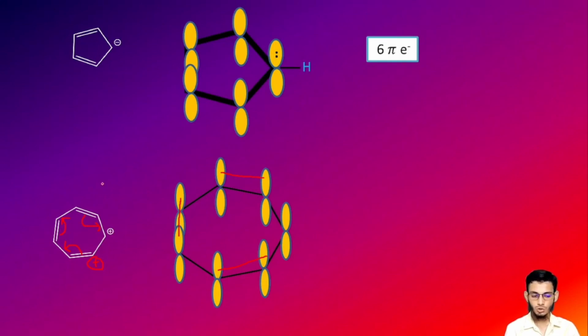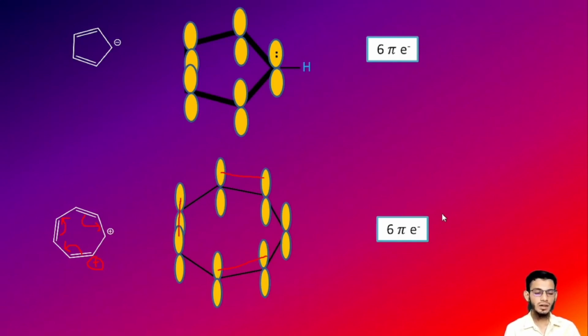It has conjugation, it is cyclic, it is planar, and how many pi electrons? 2, 2 and 2, so 6 pi electrons. Here the carbon has a vacant p orbital, so we can't count any electrons for it. So 6 pi electrons, and it is an aromatic compound. It follows all the rules. Okay, I hope you understand all about these things.